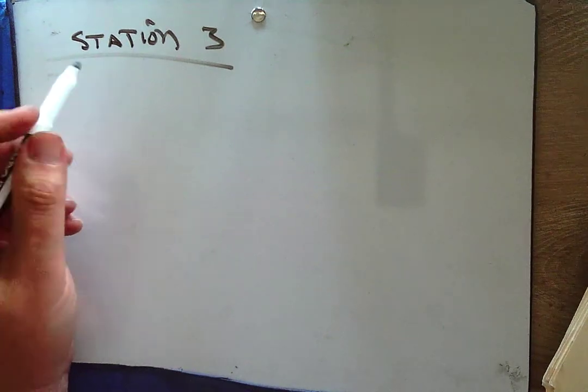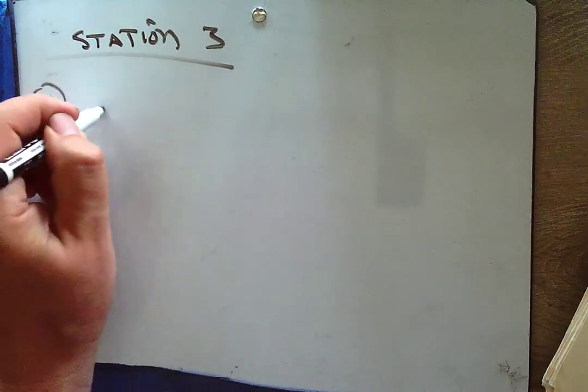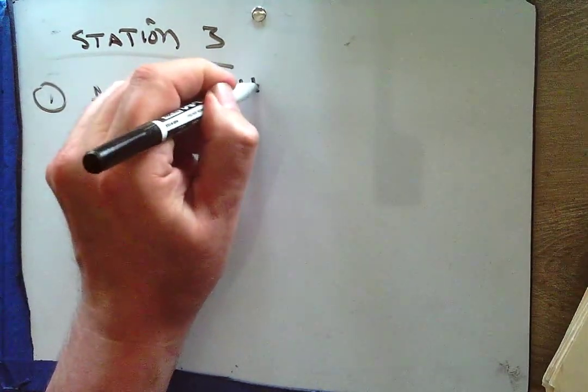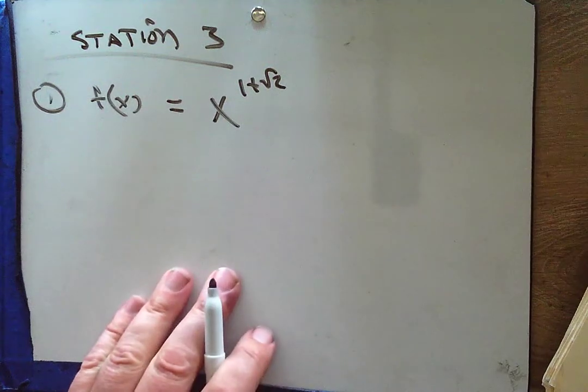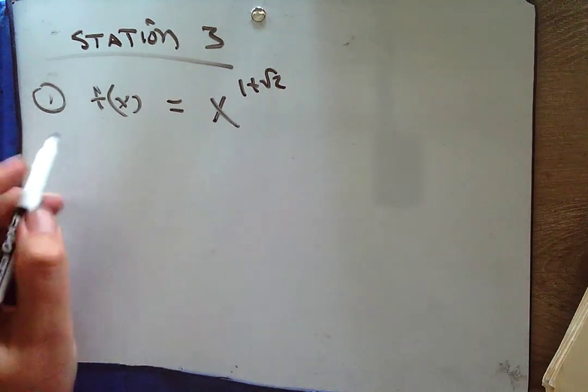Station 3 is 4 derivatives. Ooh. Number 1 says f of x equals x to the 1 plus root 2. All right. Come back when you're done. Find me your derivative.